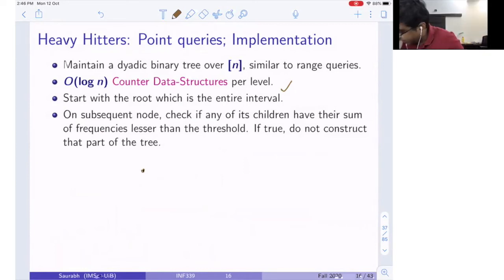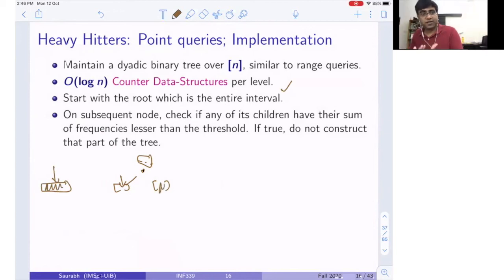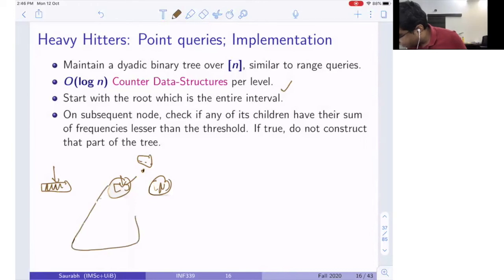So I'm here. If I know my current interval, then I know my children's intervals are like half and half, right? For this, I have a data structure. I check: is this sum more than the threshold? Is this sum more than the threshold? I'm just doing this BFS by asking this question at any point of time. If this happens, then I put that child inside this tree. Otherwise, I don't do anything. Once I don't do anything, I'm not creating any subtree below it. So you just do not construct that part of the tree at all.